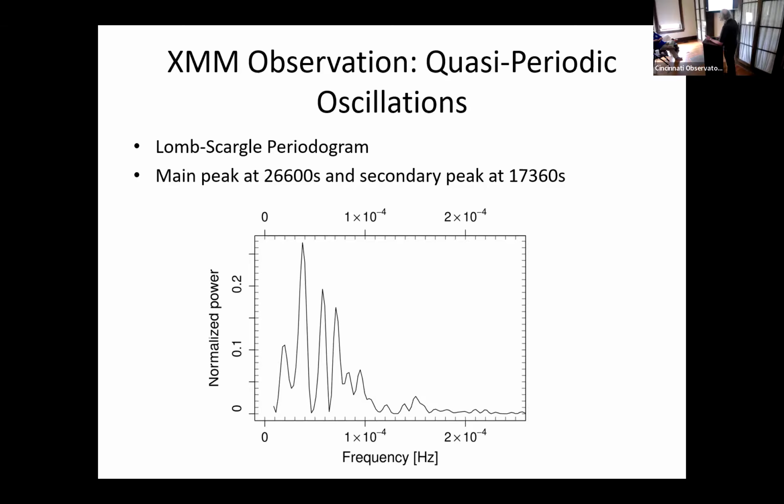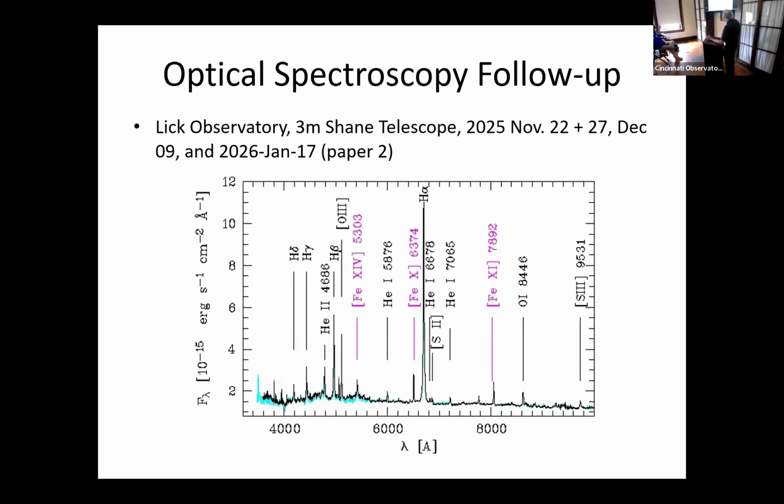When I run a Lomb-Scargle periodogram, we see variations, and pretty clear actually, at 26,000 seconds and also a secondary peak at 17,000 seconds. One caveat with this is our observing length was not very long, so we only get 4 periods, so it's a little bit iffy. So what I need to do at the end of the day with those data is run something like Monte Carlo simulations in order to figure this out.